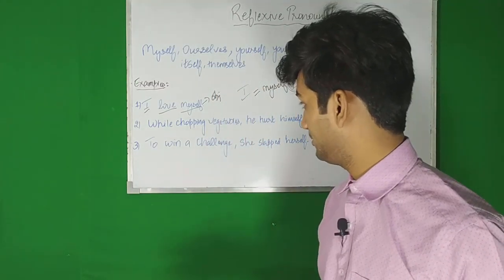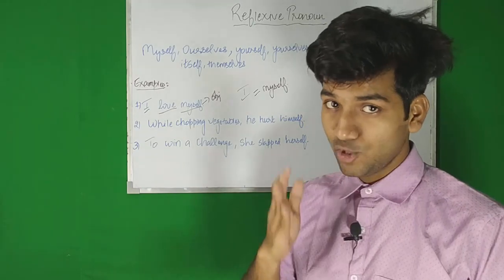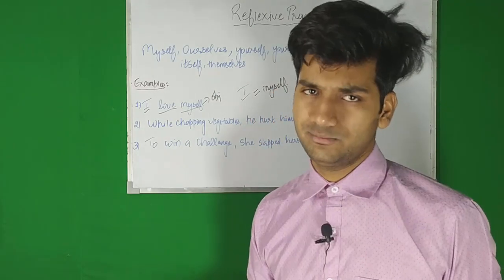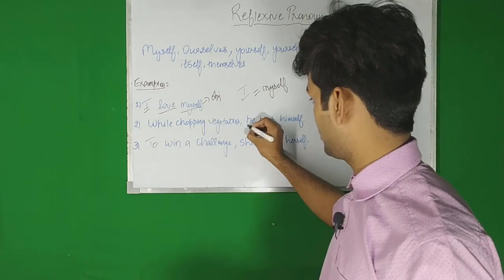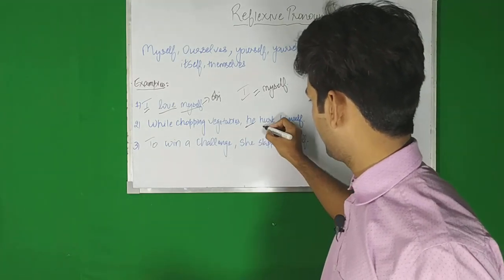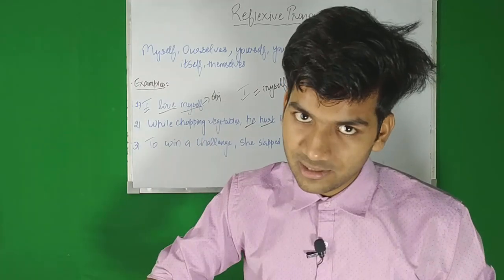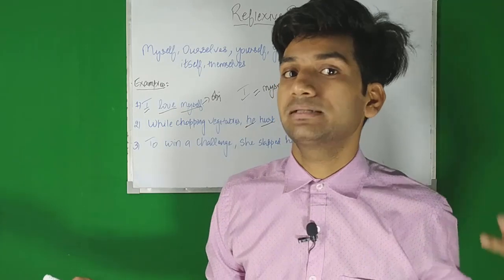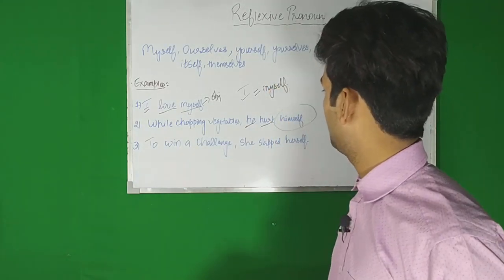Now we'll take more examples. While chopping vegetables, he hurt himself. Right, so he is our subject, as you can see. Hurt is the verb. So he hurt whom? Himself. So the object that he acted upon is nobody but himself. So this is our reflexive pronoun.